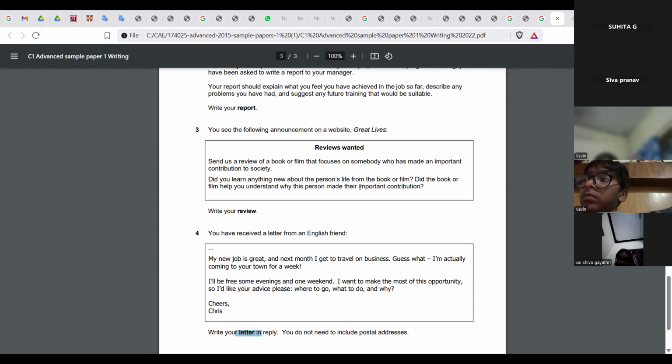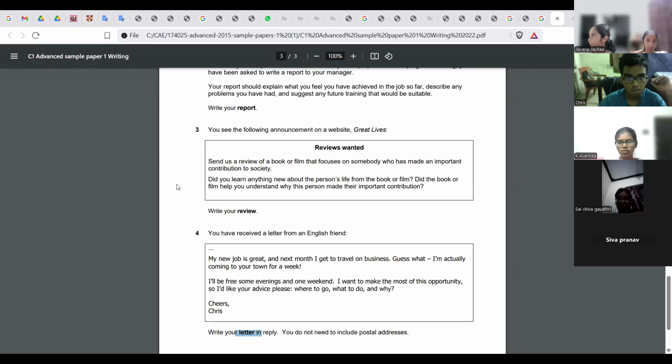And Kevin has attended FCE exam, if I remember right. Yes, sir, the format is most similar, only it is at the next level. In that case, Avantika, Krishwant, Kevin, Sai Siva Gayatri, they have exposure. My only concern is with Siva Pranav, Jaina and Jaida.